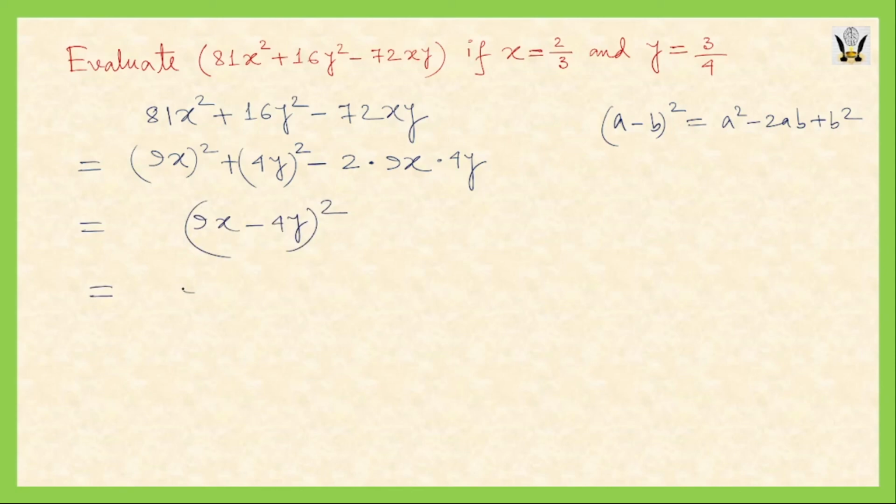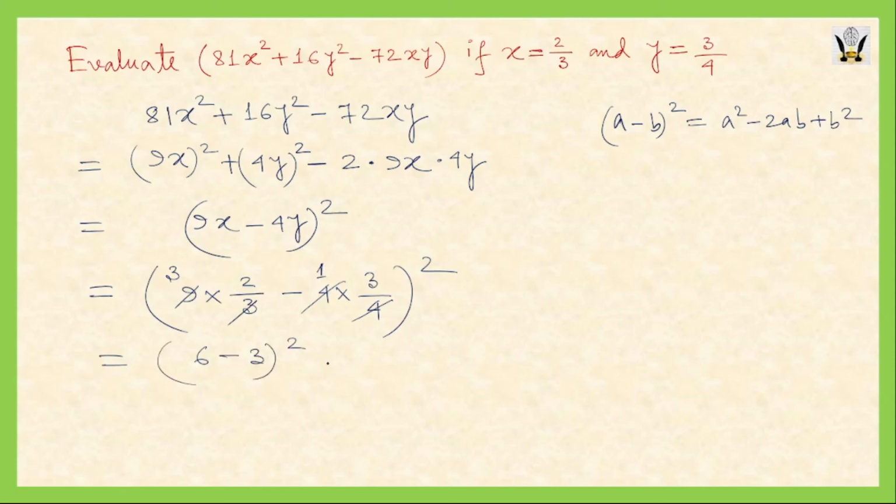So simply what we can do is 9, and here we put the value of x, which is given as 2 by 3, and here it is 4, and the value of y is 3 by 4, and then whole square of that. So here 3 and 3, 9 is 3 3s, so here 3 multiplied by 2 will be 6, and here 3 multiplied by 1 will be 3, and then whole square of that. So it will be 3 square, and the final answer will be 9.